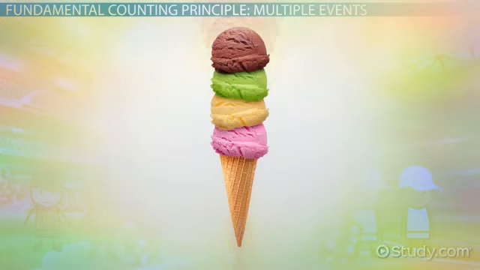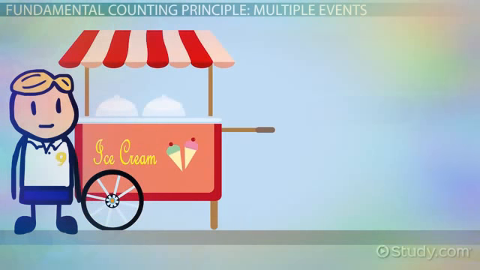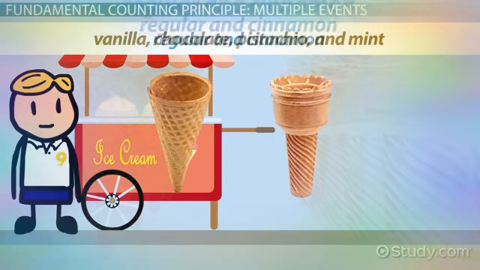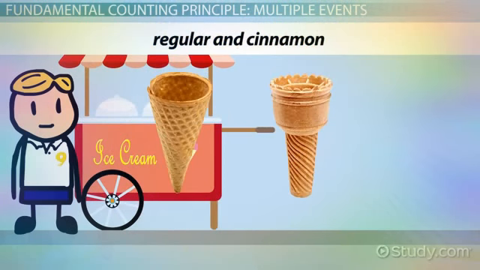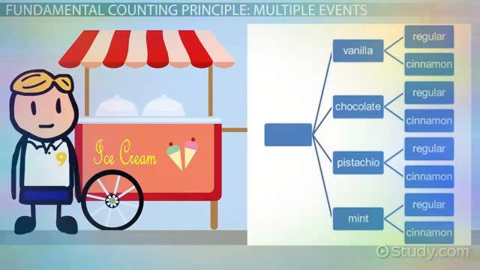Let's say that we want to order an ice cream cone from a local ice cream shop. The shop offers 4 flavors of ice cream: vanilla, chocolate, pistachio, and mint, and 2 types of cones, regular and cinnamon. We need to determine how many different types of ice cream cones we can order. One way to solve our problem is to create a tree diagram.